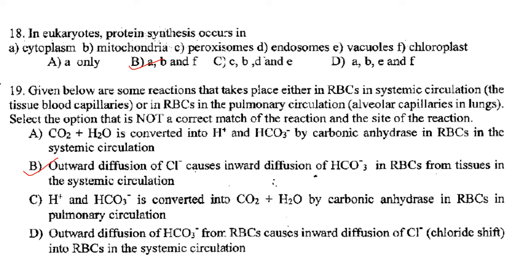or in RBCs in the pulmonary circulation, that is alveolar capillaries in lungs. Select the option that is not a correct match for the reaction and the site of the reaction. So the answer is option B, that is outward diffusion of chloride ions causes inward diffusion of HCO3 minus in RBCs from tissues in the systemic circulation. That is option B.